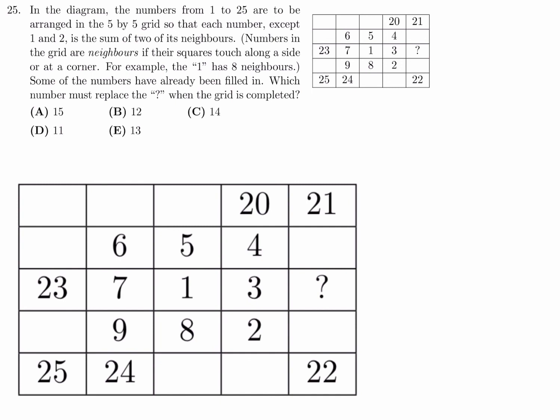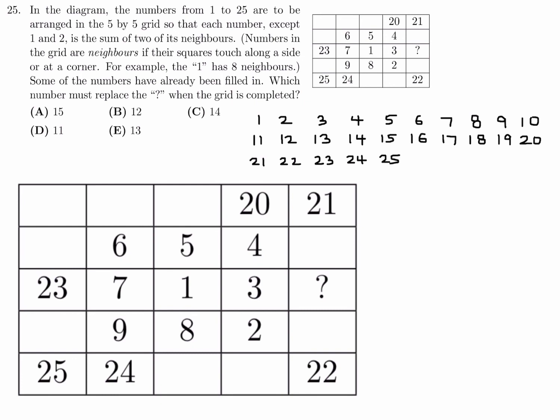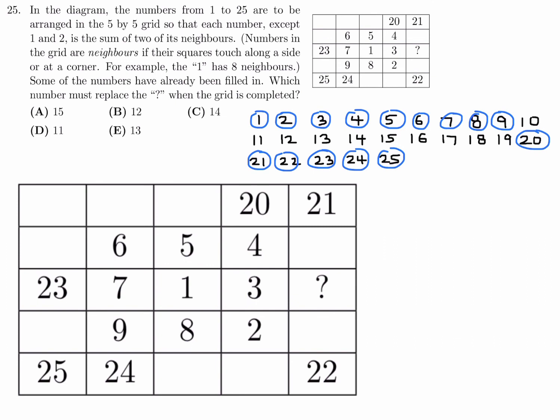So I've blown it up a little bit, and what I'm going to do on the side is write down all the numbers from 1 to 25, and we're going to start crossing out numbers that have already been filled in. All right, a lot of these have already been filled in, right? 1, 2, 3, 4, 5, 6, 7, 8, 9. All these guys have already been put in. The question has also put in 20, 21, 22, 23, 24, 25. So we only have 10 numbers to actually fill in. 1, 2, 3, 4, 5, 6, 7, 8, 9, 10. All right.